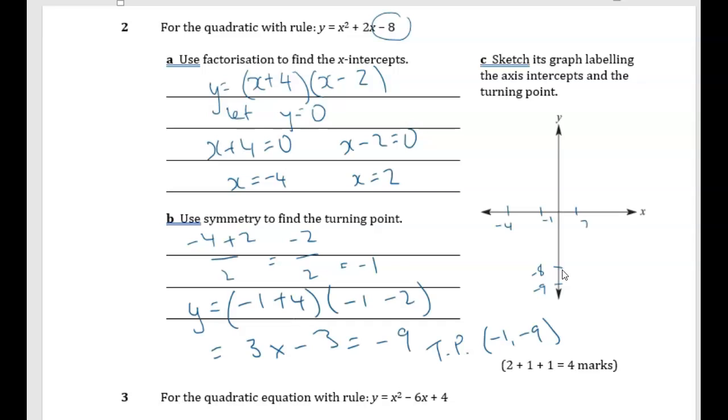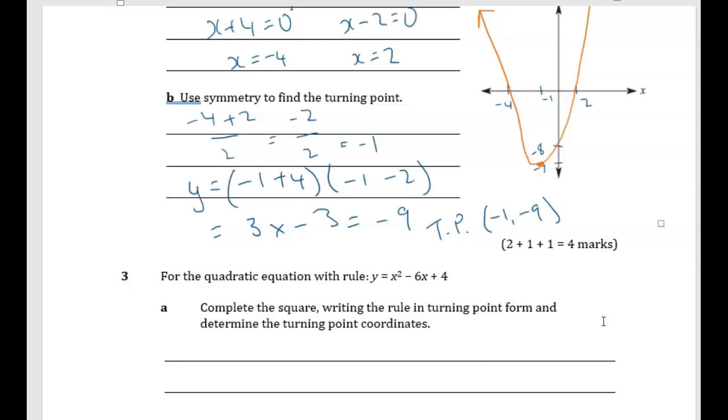Let's change the colour just to make it a little bit easier. So there's our turning point. We go through that y-intercept and x-intercept, go up, and then we do the same. Anyway, you get the gist of it. All right, and there's our graph.